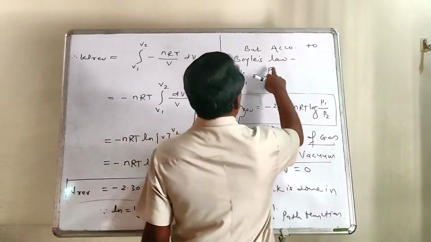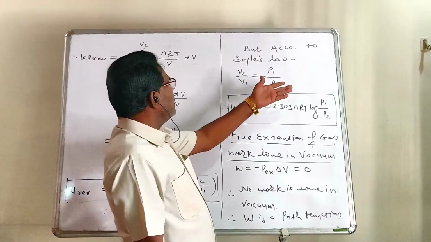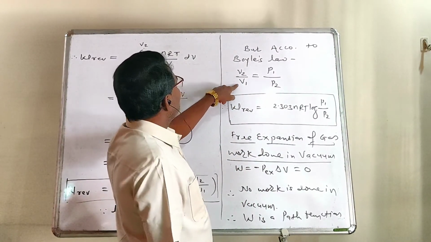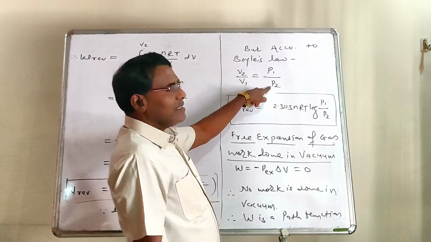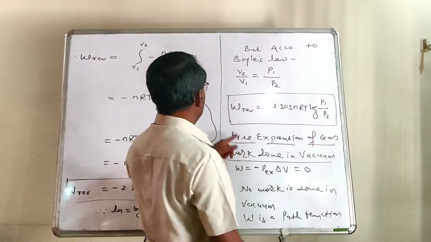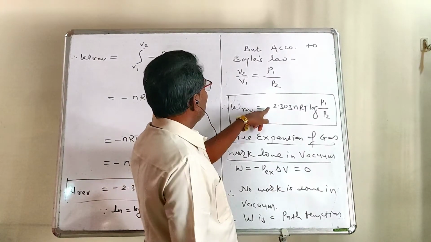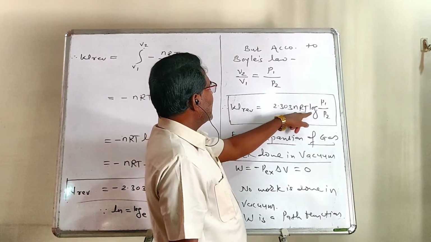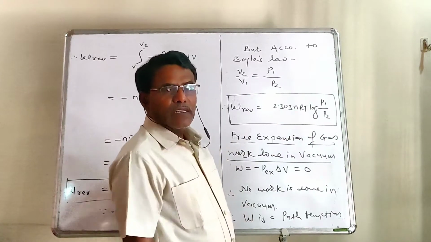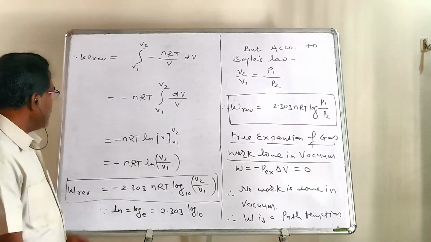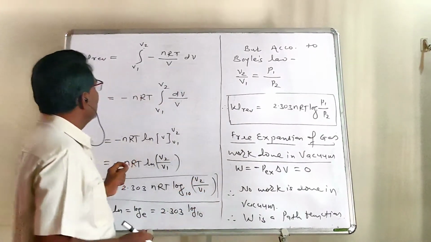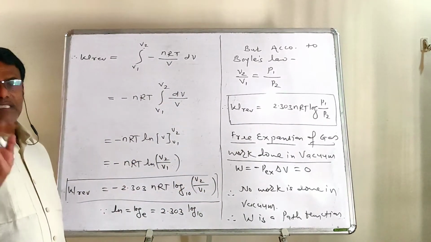But according to Boyle's law, we know P1 V1 equals to P2 V2, and that's why V2 by V1 will be equal to P1 by P2, and replacing V2 by V1 by P1 by P2 we get another expression for W reversible. It is minus 2.303 nRT log to the base 10 P1 by P2. Okay, so this is mathematical expression for W reversible, W max, work done during isothermal and reversible process.